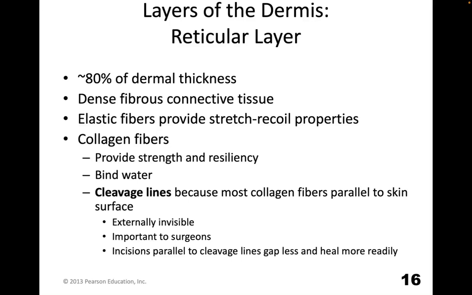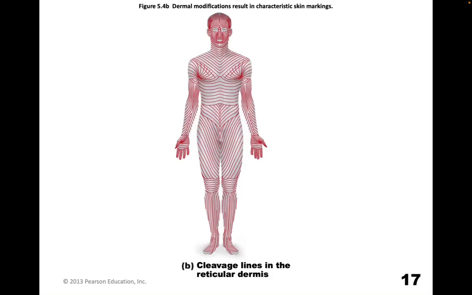And that's because most of the collagen fibers are parallel to the skin's surface. So you're not going to be able to see these externally. They're not visible, but surgeons know about these. You're going to find out about these because it's important for surgery. You want the incisions to be parallel to the cleavage lines. That's going to allow less gap, and then it's going to heal better. And so these are the cleavage lines that you find in the reticular dermis. When they do surgeries, they're going to cut parallel to these lines, not perpendicular.